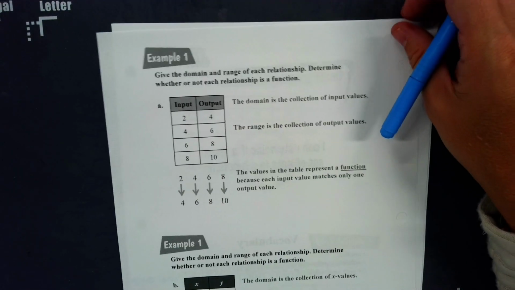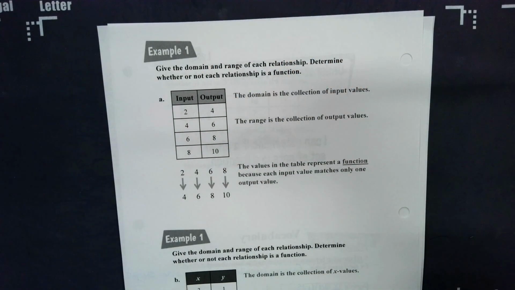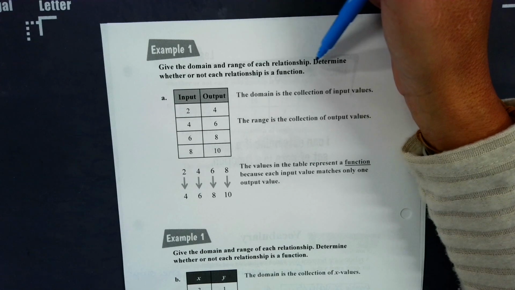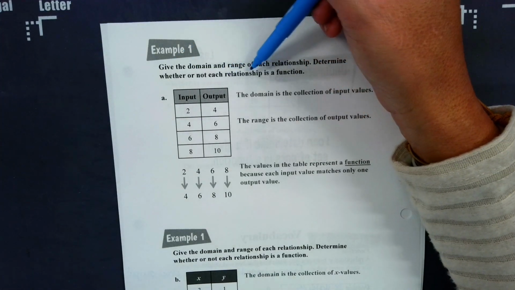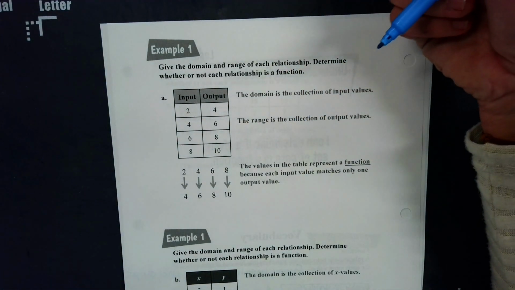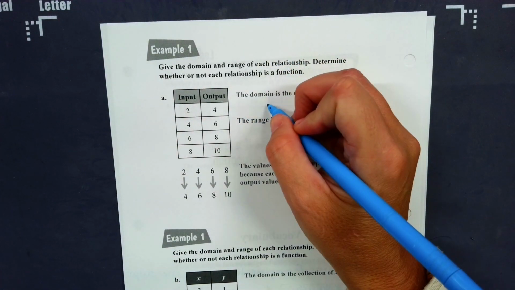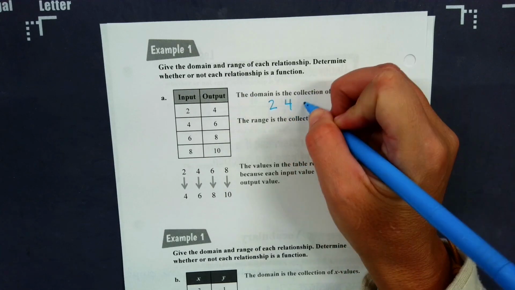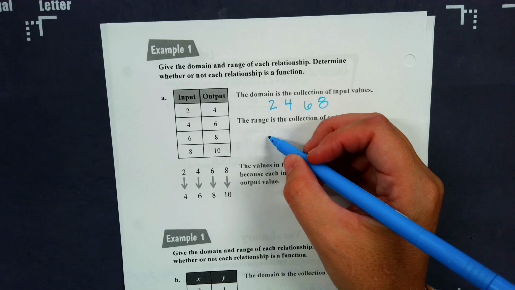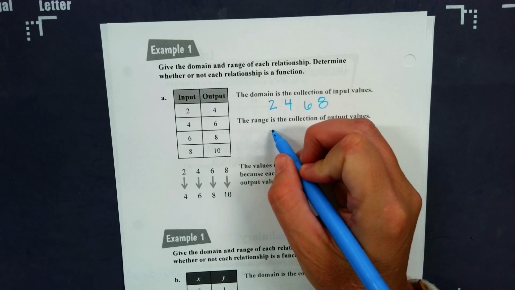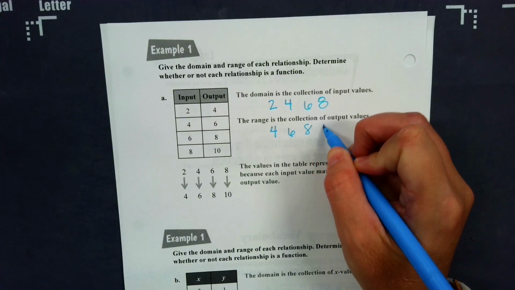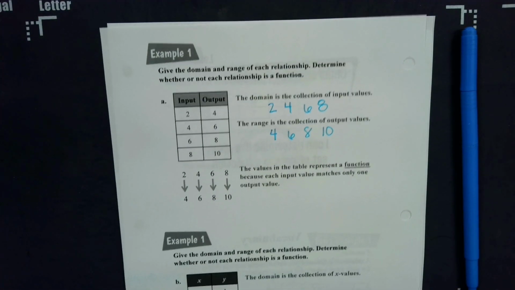Okay, so what we're going to do, give the domain and range of each relationship. Determine whether or not each relationship is a function. So first, we're just going to list all the domains. The domains are what? X. Okay. So 2, 4, 6, 8. And then right below that, we're going to list the Y values, our outputs, the ranges. 4, 6, 8, 10.